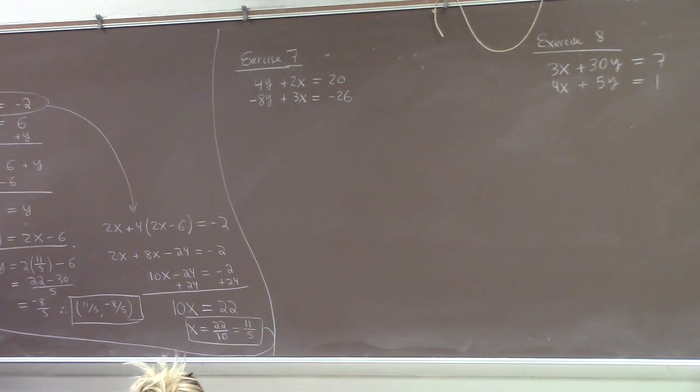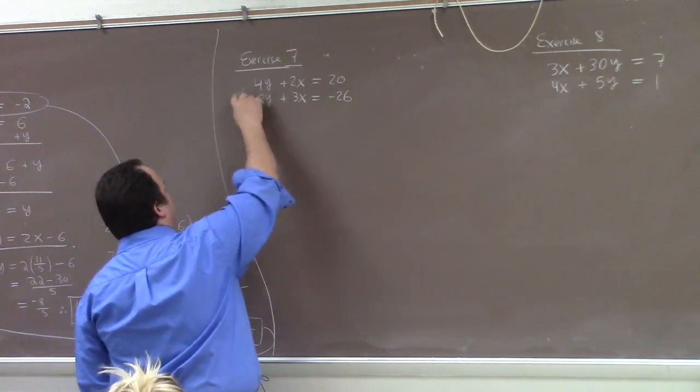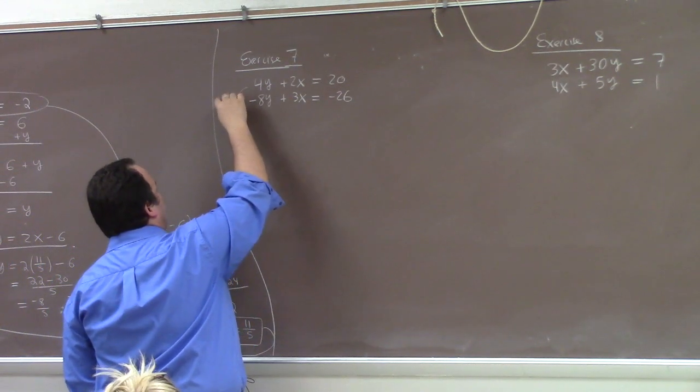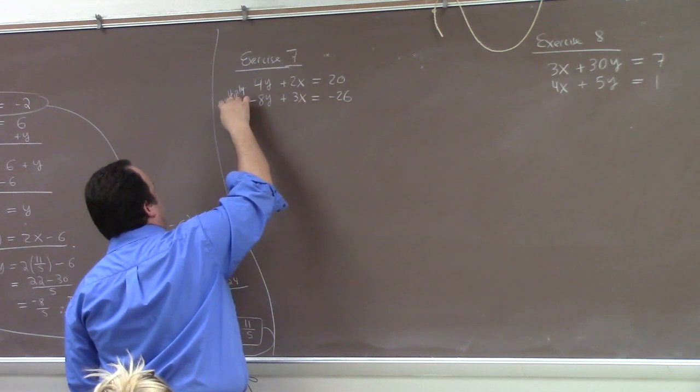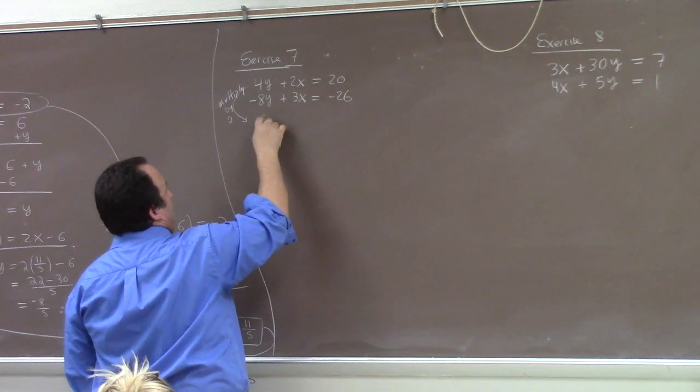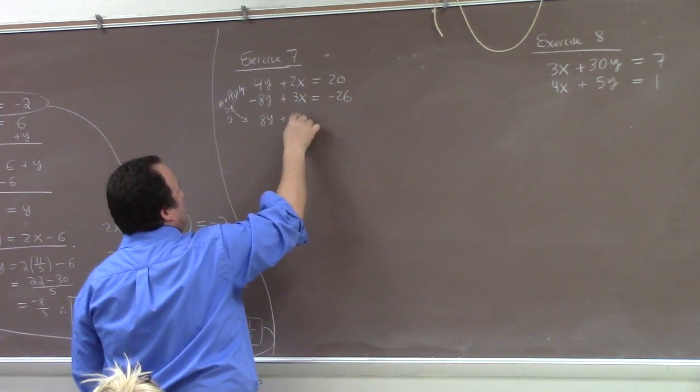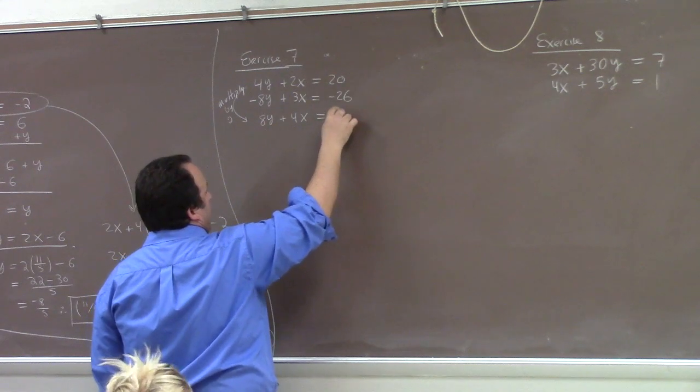Let's see here. Now, the next one, I don't think solving for y or for x is wise. What I'm going to do is take the first equation, multiply it by 2, and write it under the second one, because then I can add them, right? Multiply by 2. What happens when you multiply by 2? You get 8y plus 4x equals 40, right?